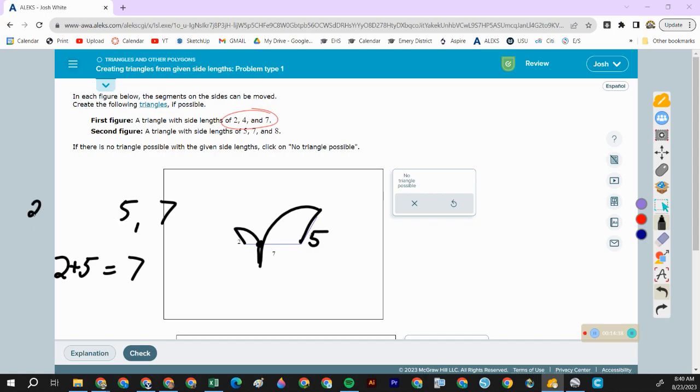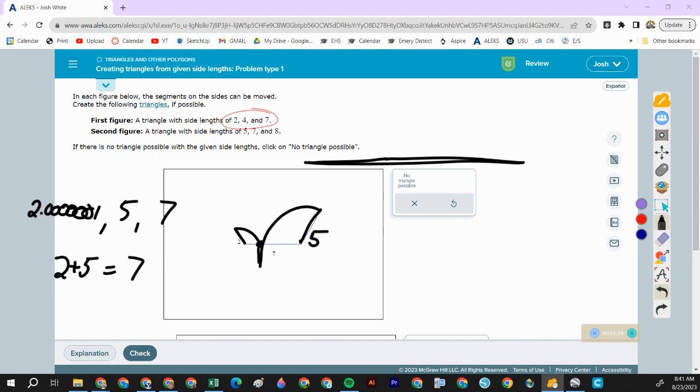So what if I did 2.00000001, 5? Would that make a triangle? Yeah. What would it look like? Very, very skinny, right? It would almost look like a line. So you'd have your 7 here, and then you'd have your 2.00000001 and your 5. So the rule for triangles is that 2 short sides have to be longer when added together than the long side. Then it's guaranteed to be a triangle.